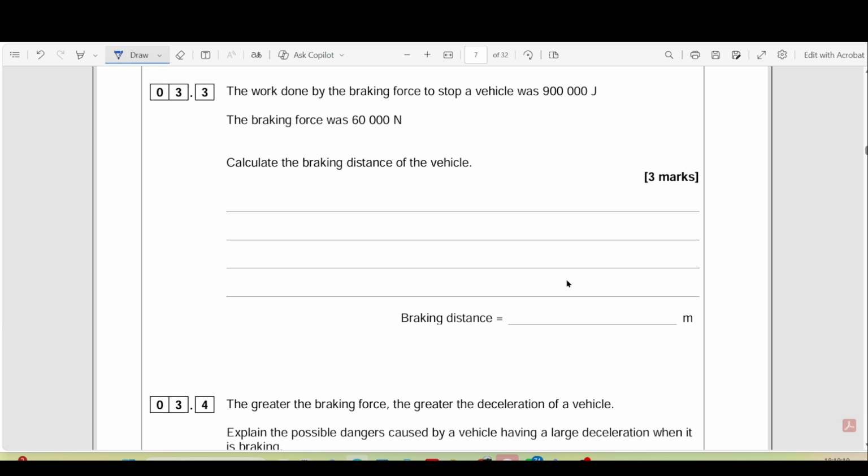The work done by the braking force to stop the vehicle is 900,000 joules. The braking force is 60,000 newtons. Calculate the braking distance of the vehicle. Braking distance equals work done divided by force. Yes. So work done is 900,000 divided by 60,000.